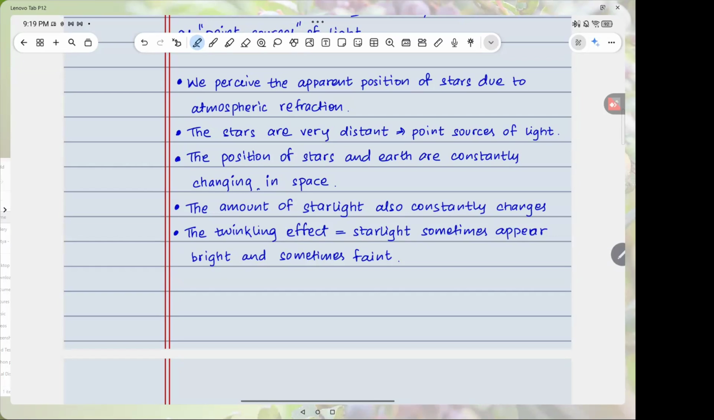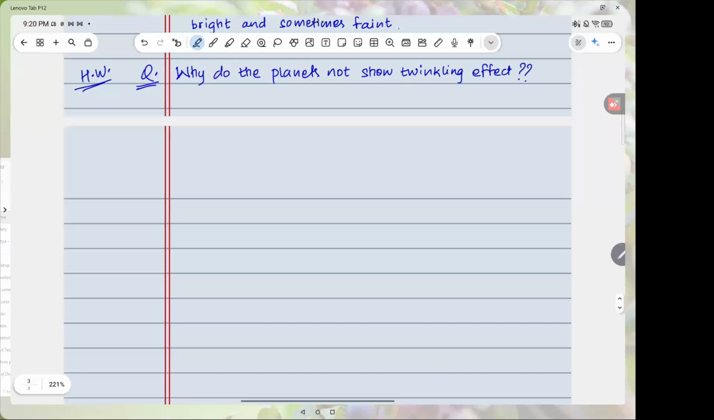Okay. So I have a question for you, but it's going to be your homework. The question is, we know that we see the twinkling effect only in stars. So why do the planets not show the twinkling effect? This is your question. Think about it. Take it as your homework. Think about it, and we will discuss it in the next class.